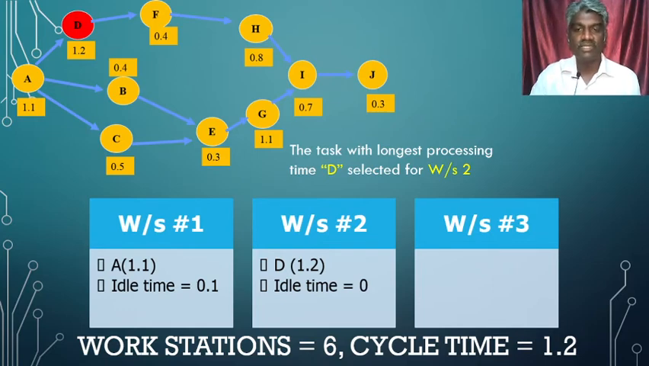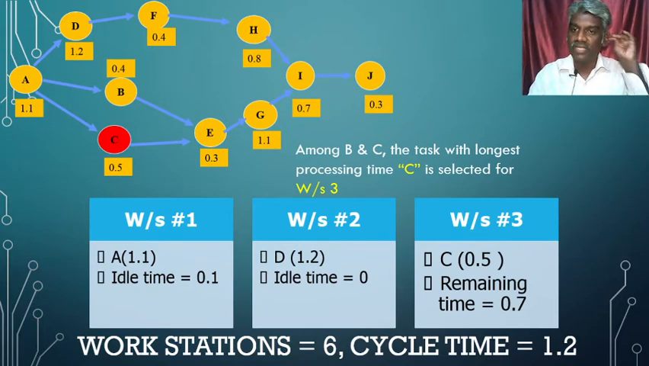So idle time is equal to 0 because the workstation cycle time is 1.2, and D has a task time of 1.2, so idle time is 0. Next we are going to assign the next activity among B and C, but B and C have an equal number of following tasks. So we have to check the other rule, which is longest processing time. Among B and C, C has the longest processing time of 0.5. So we assign C to this workstation first, and after assigning C, the remaining time is 0.7.